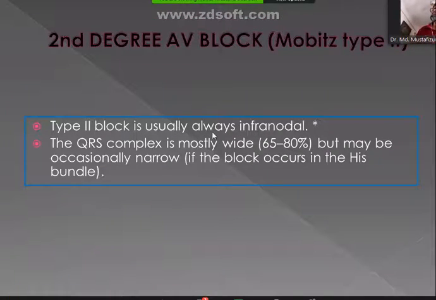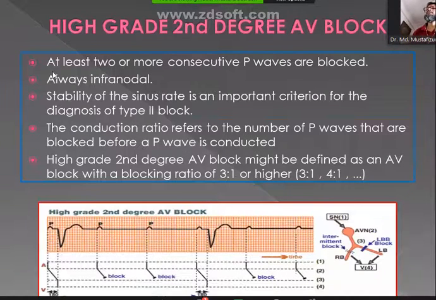Usually type 2 block is infranodal, and the QRS complex is mostly wide, but may occasionally be narrow if it is from the His bundle. And the next one is high grade second degree AV block. It is another type of second degree AV block.